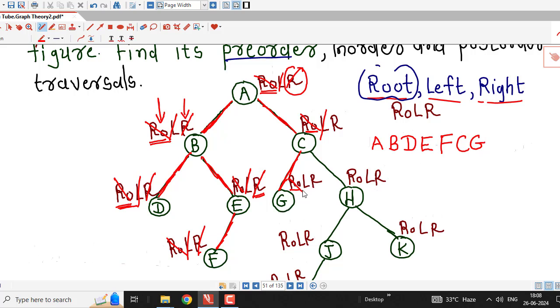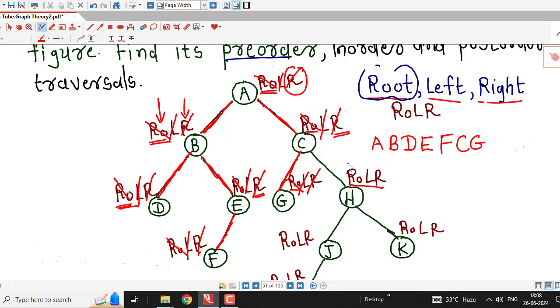Then I have to go to the left of G, but there is no left subtree of G and there is no right subtree of G also. Now I am going back in this direction along which we have come up to G. We are going back in the same direction, reverse. And for this node C, this is pending, that is we have to traverse the right subtree of capital C. So we cancel R and we come back to this node capital H.